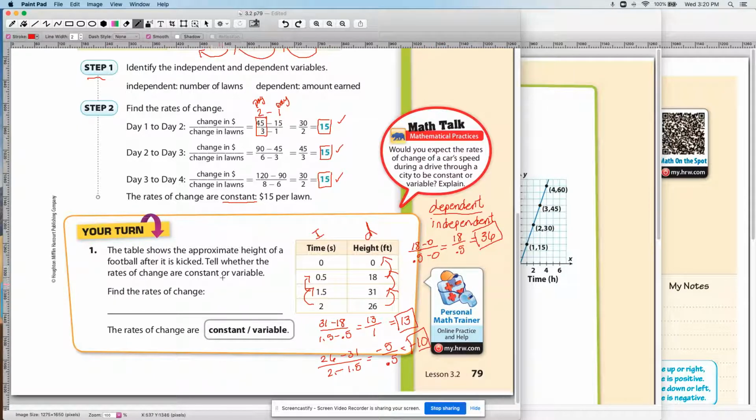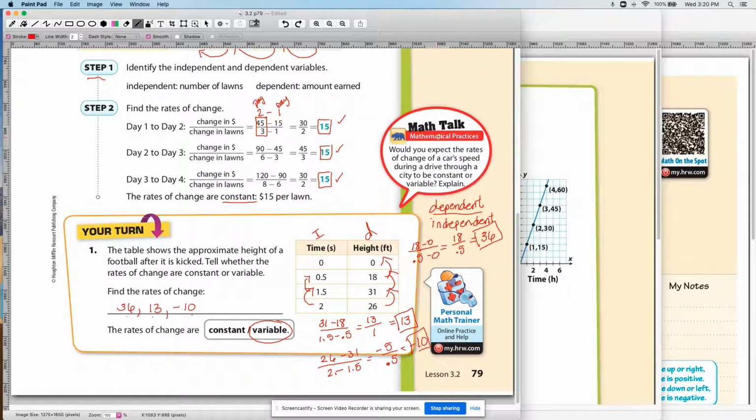So they wanted us to find the rates of change. We did. The first one was 36, the second one was 13, and the last one was negative 10. Then they want us to answer, are they constant or variable? Well, they're not constant because each one changes, right? So they are variable.